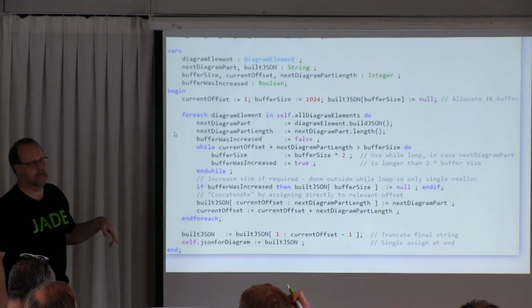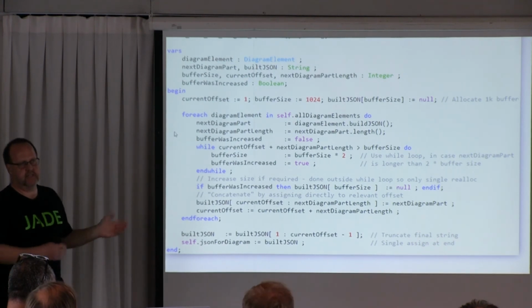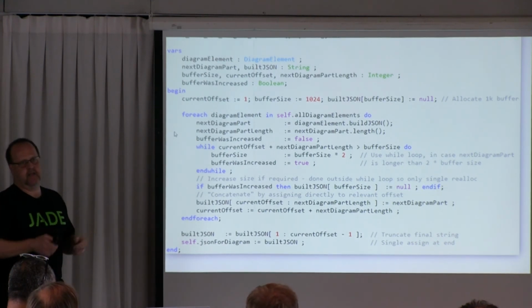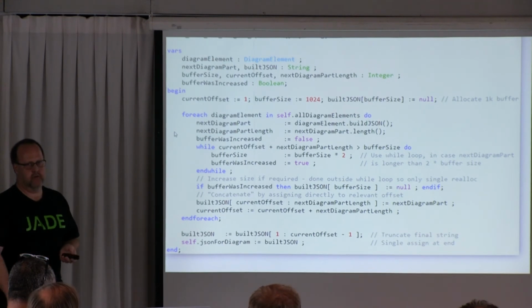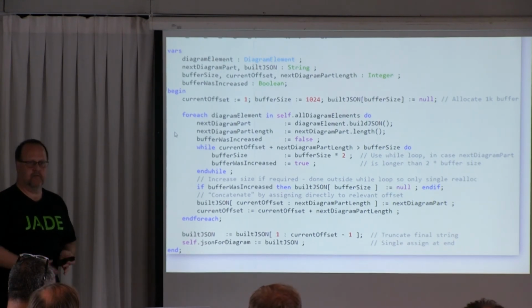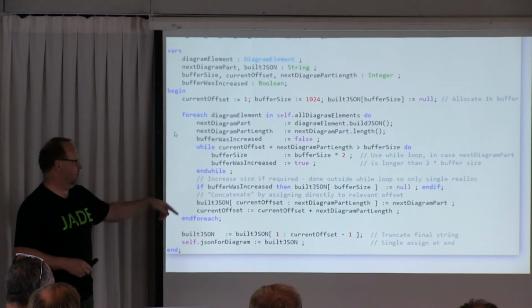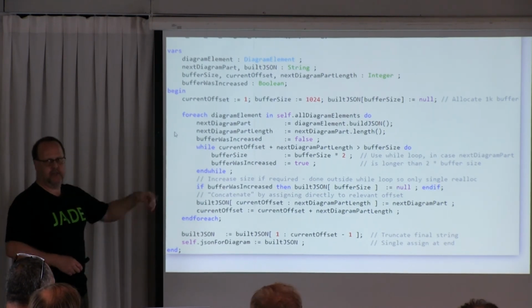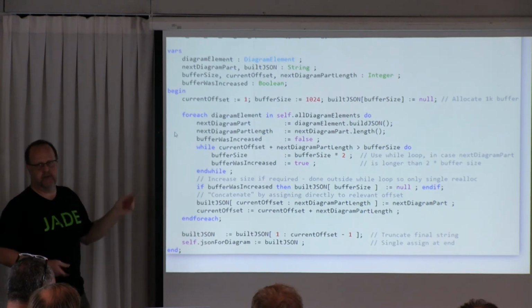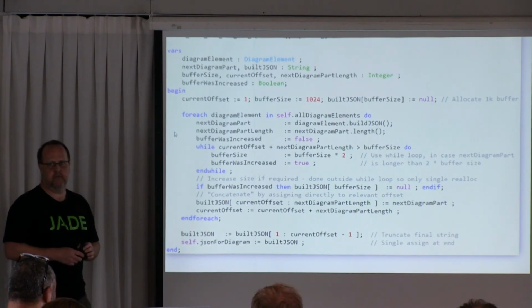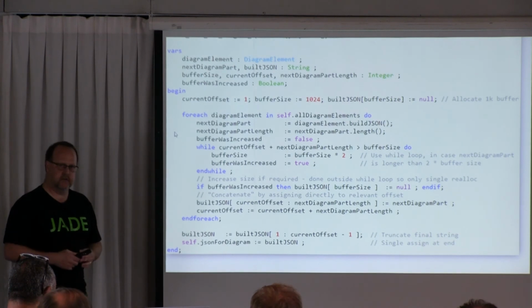So basically, if the message I needed to send was 16K, I only reallocate the string 4 or 5 times, rather than reallocating it 16 times. So even though that's running a whole lot more code, it actually took the time to build the JSON string from 30 seconds down to 59 milliseconds, which was a significant improvement.